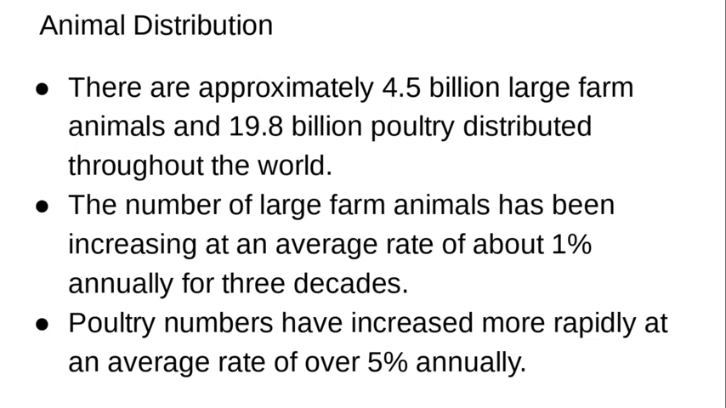The last section that we're going to talk about today is animal distribution. There are approximately 4.5 billion large farm animals and 19.8 billion poultry distributed throughout the world. The number of large farm animals has been increasing at an average rate of about 1% annually for 3 decades. Why do you think this is happening? Maybe because our population is increasing. Poultry numbers have also increased, but they have increased more rapidly at an average rate of over 5% annually.